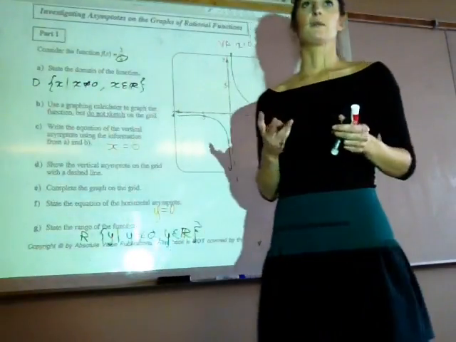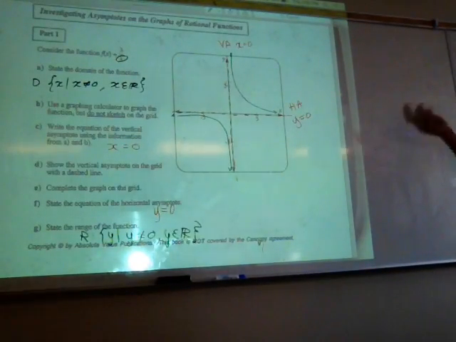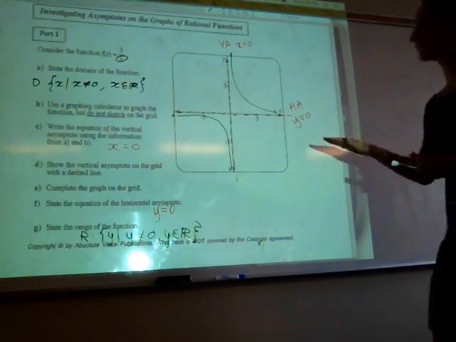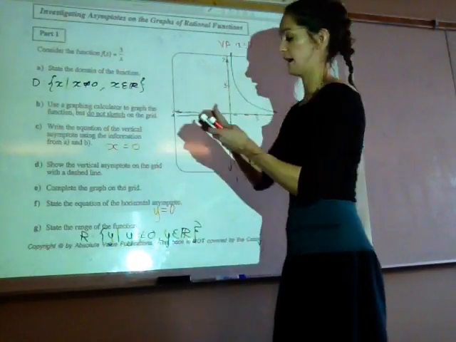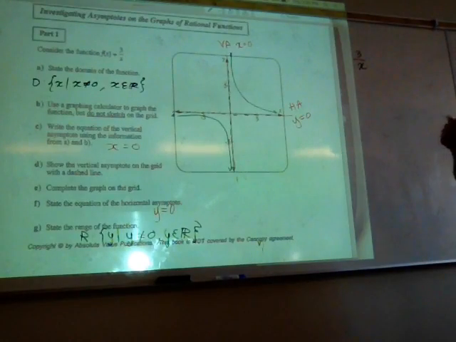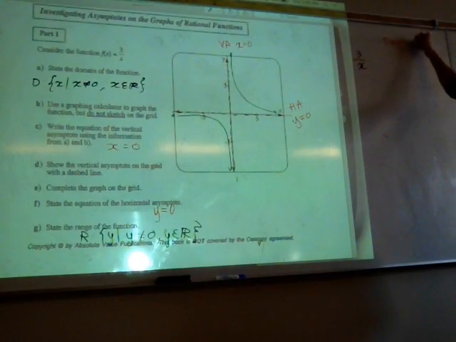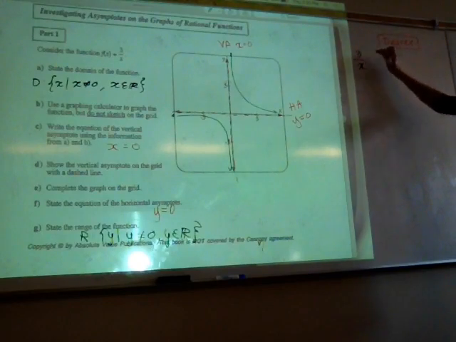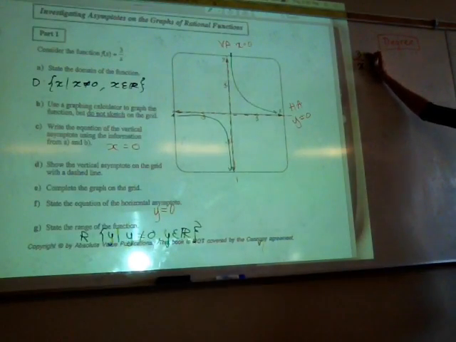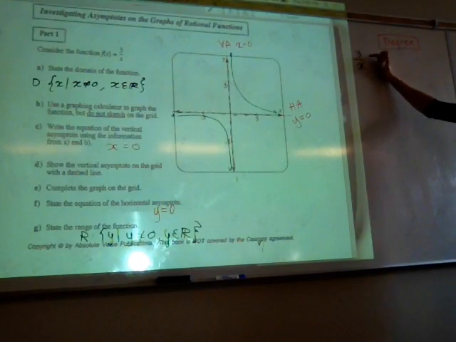Now there are going to be 3 rules for finding horizontal asymptotes, so I'm just going to point them out now so it's relevant rather than talking about it later. So let's take a look at 3 over x. We're just going to compare the degree. Would you say that the degree of the numerator is bigger or smaller than the denominator? First of all, what is the degree of 3?